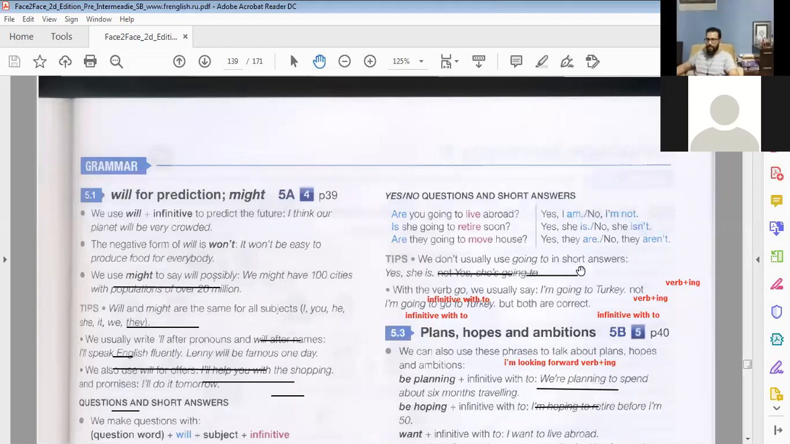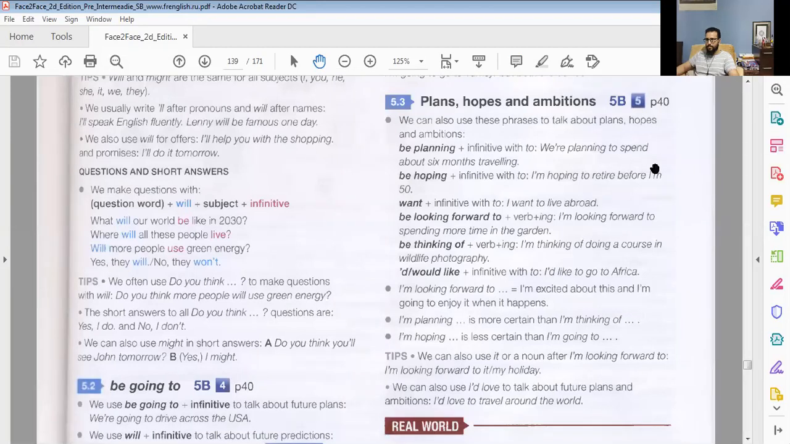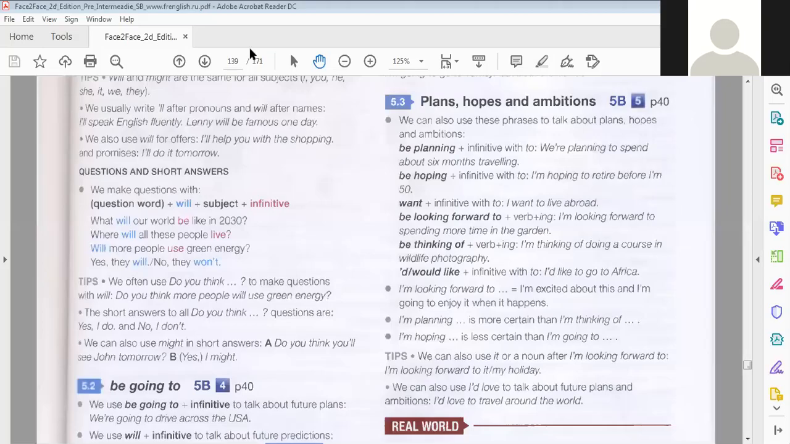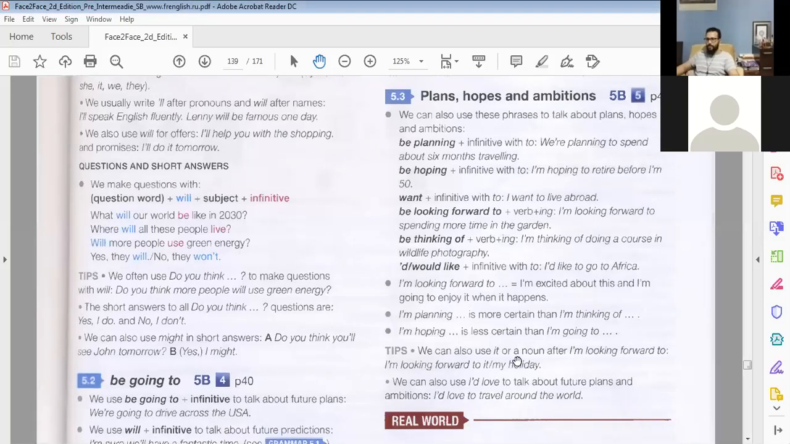All right. Can you see the summary on the right side? Plans, hopes, and ambitions. Can you see it? On the right side? Okay. All right. So here we have plans, hopes, and ambitions. So let's check the summary. Can you see it now? Can you see the right side? Plans, hopes, and ambitions on the right side of the page. Can you see it? Yes. All right, so we finished the first part. We finished all of this correctly.